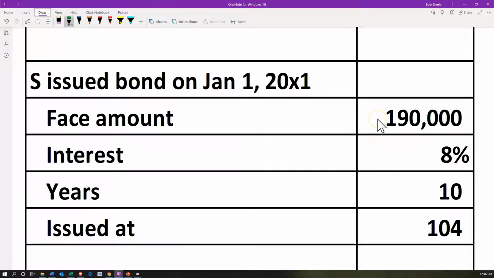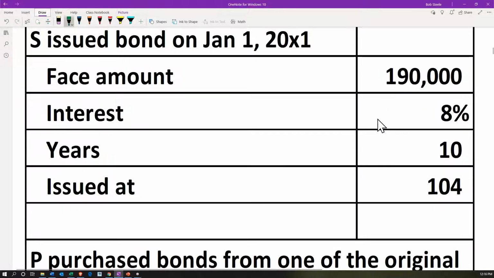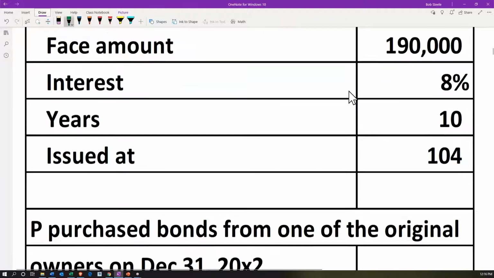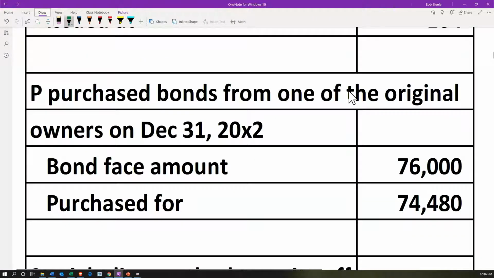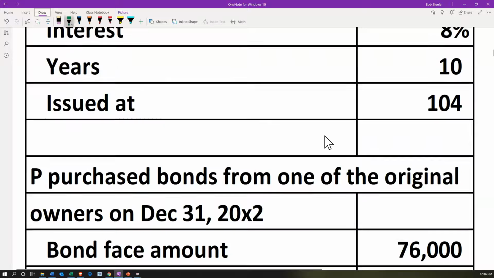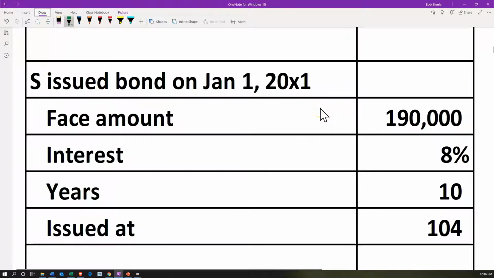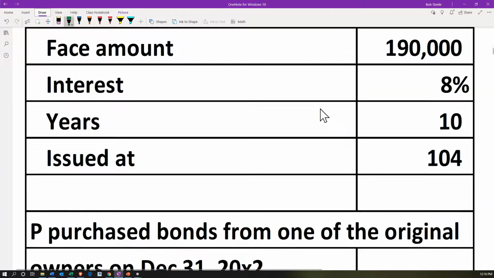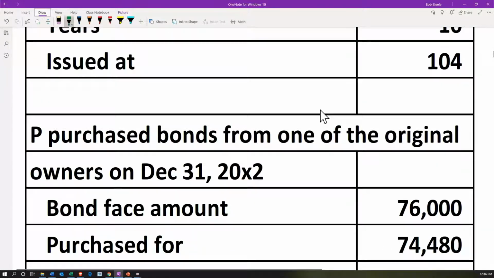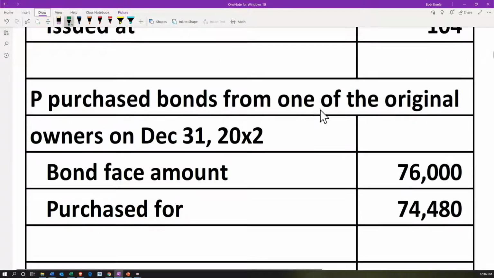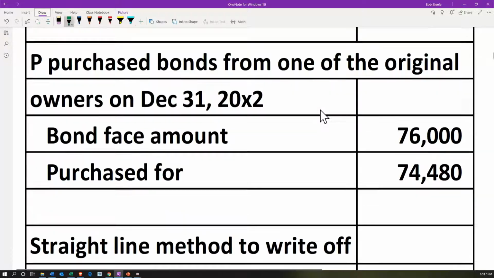S issued the bonds, face amount $190,000, interest 8%, years 10, issued at 104. In other words, a premium: 104% of the $190,000 face amount is what they were originally issued for, resulting in a premium. P purchased bonds from one of the original owners on December 31st, 2000X2. In other words, P is purchasing S's bonds here. So S issued the bonds to someone not related, and then P purchased those bonds from somebody not related, but they're S's bonds. So now we have this problem that we'll have to deal with in the consolidation.